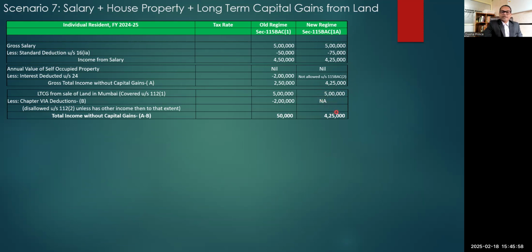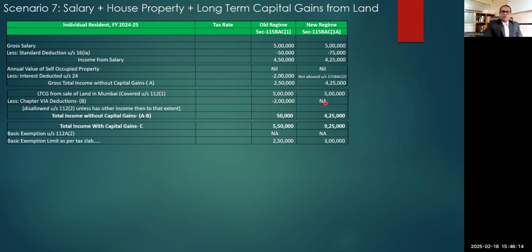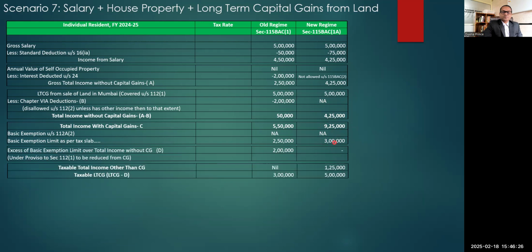What is the total income without capital gain? It is 4,25,000. We saw that it is 4,25,000. It will remain 4,25,000 because there is no deduction allowed there. Total income with capital gain becomes 9,25,000. Basic exemption limit is 3 lakhs. Is there any excess of basic exemption limit over total income without capital gains? Well, the total income without capital gains is 4,25,000.